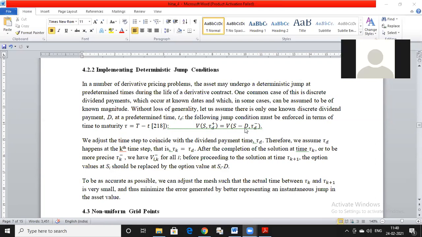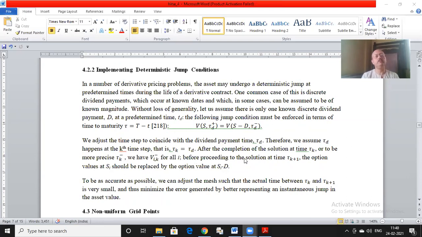Yes, sir. So again, we want to adjust our grid so that tau D is one of the grid points. Tau D is on the grid, on the mesh. So we adjust the time step to coincide with tau D. So suppose tau D on the grid is tau K. So it is the kth time step tau K.